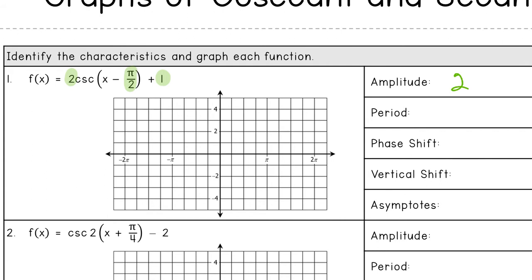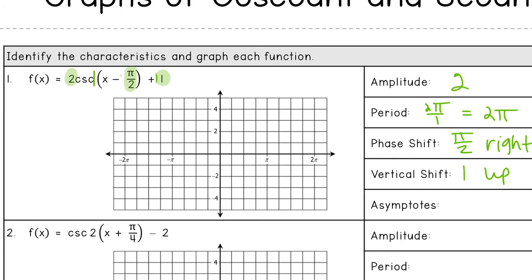Here, we don't have a B. B would have been right here, but it's 1, so 2 pi over 1 is still going to be 2 pi. Phase shift is pi over 2, but because of the minus sign, that means that it's going to the right. Vertical shift is 1, but this time it's a plus sign, so that means it's going up. And asymptotes, I'm not too worried about that. We'll save that for last. So now, let's try to transfer all of this information onto our graph.